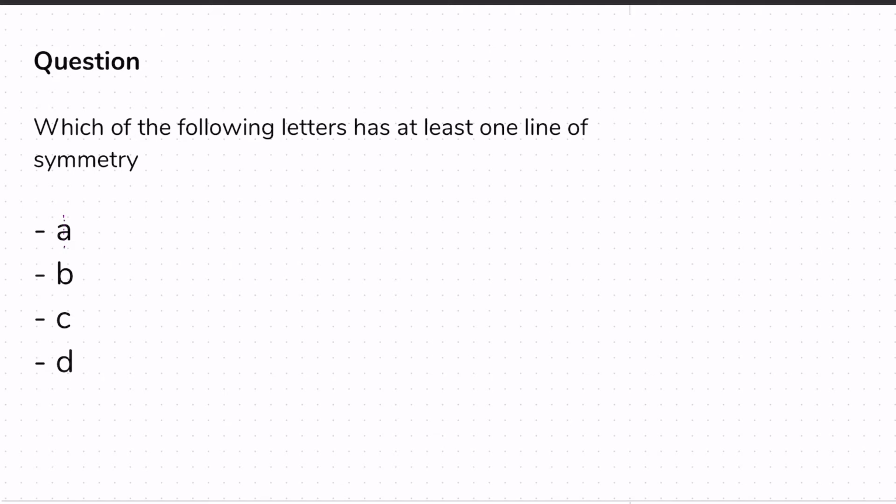And at least with this one here, you can see that the left-hand side is not the same as the right-hand side. We can do it horizontally, and again, not the same. Top is not the same as the bottom. And what about diagonally? Nope. So for A, there are 0 lines of symmetry.